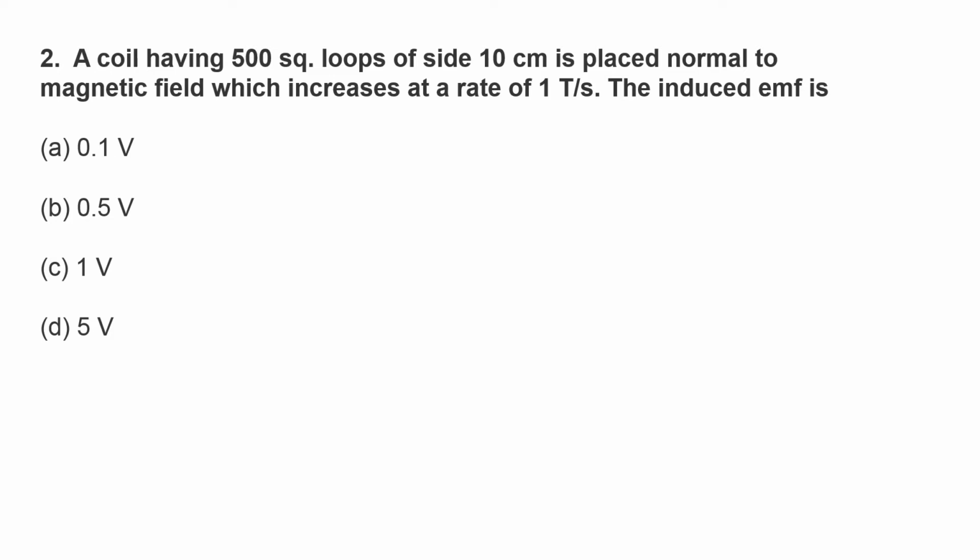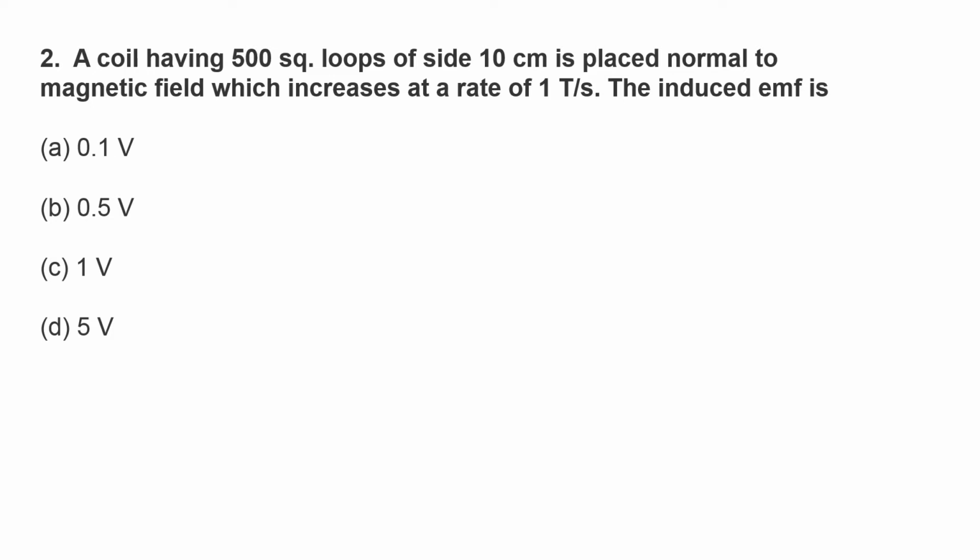The formula for induced EMF is epsilon equal to minus d phi by dt, from Faraday's law of electromagnetic induction. In this question, a coil having 500 square loops means the coil has number of turns 500, and the coil has a side of 10 centimeter.